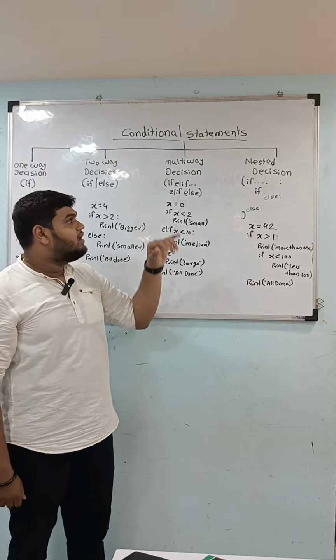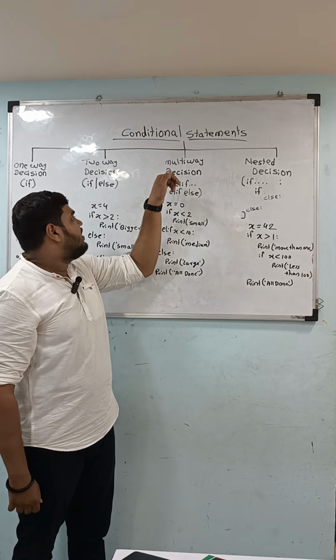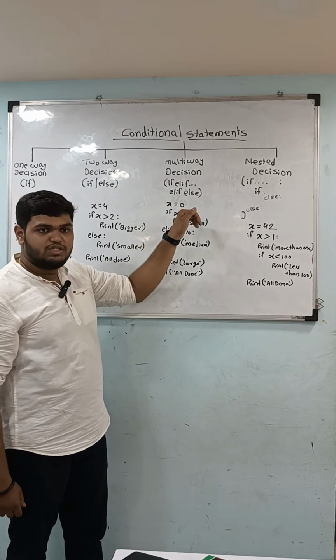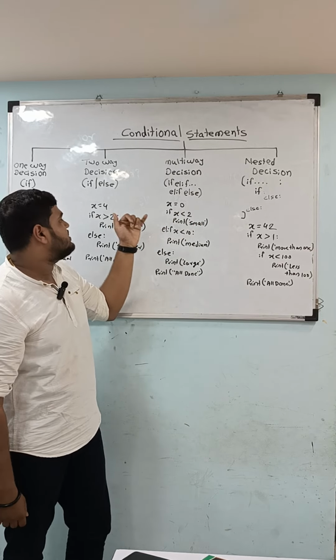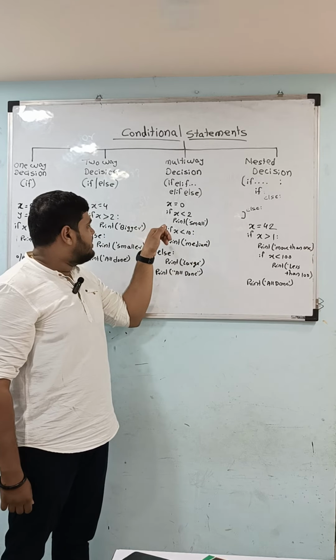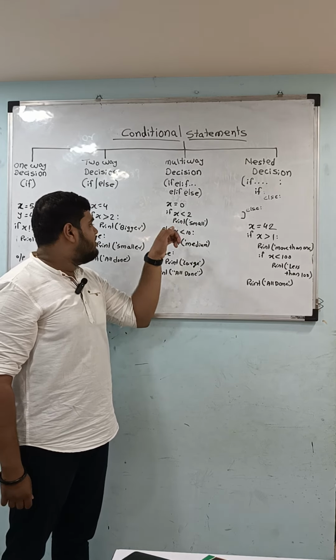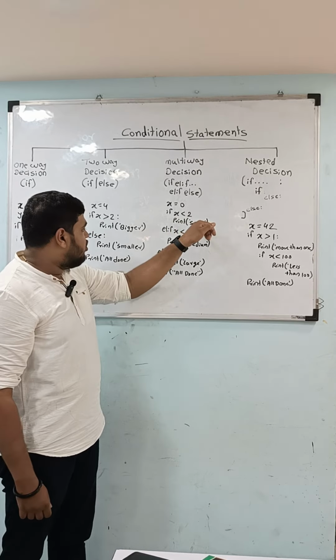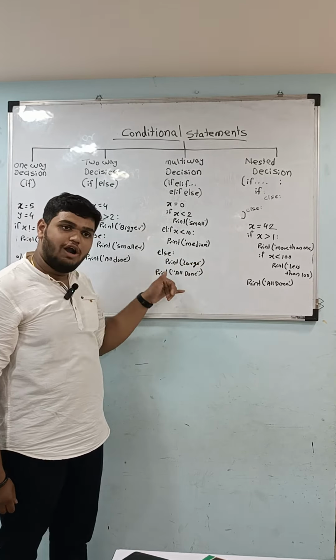In multi-way decision, we get if, elif and else. If we get value x equal to 0, then we check the condition x is smaller than 2, then we print small. In the elif condition, x is smaller than 10, then we print medium, and in the else condition, we print large. The output is small, medium, or large.